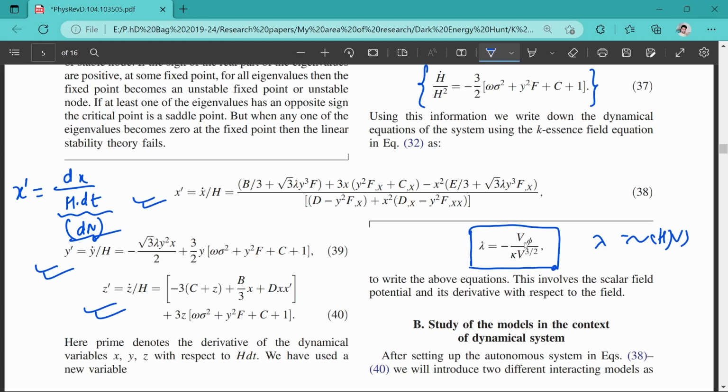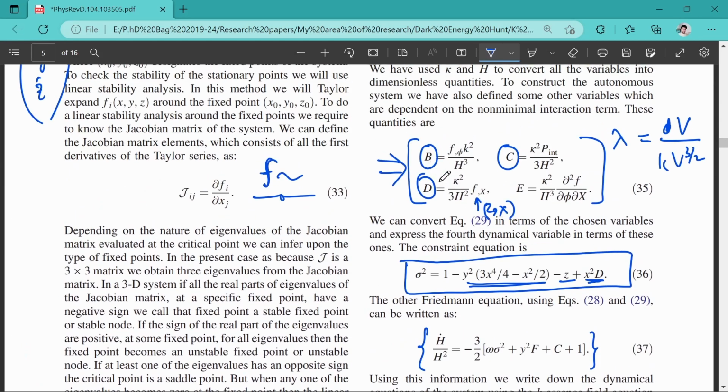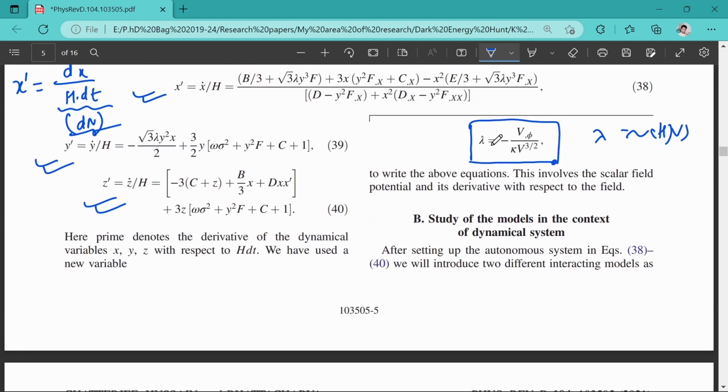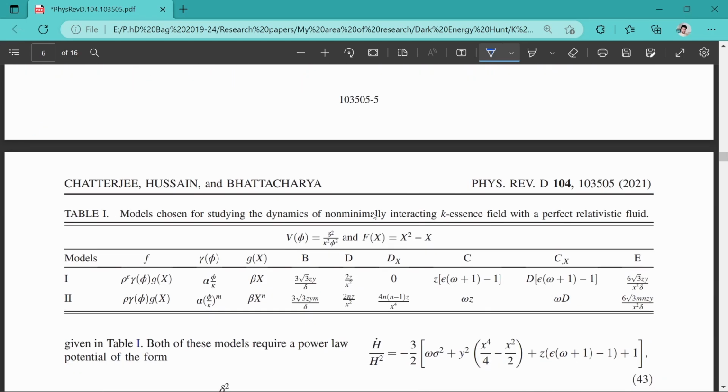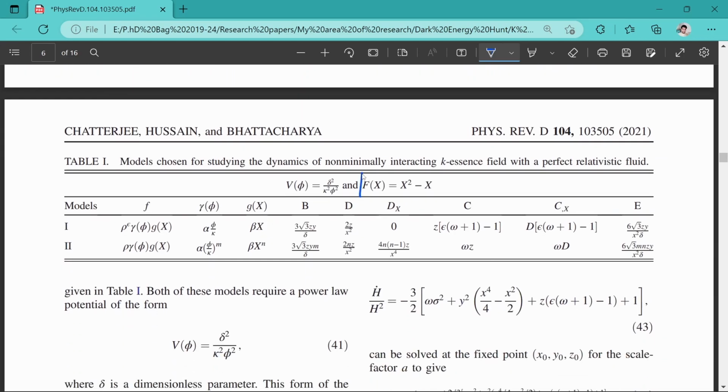Again, lambda is a parameter associated with b, d, c, and e, and for this case it comes out to be only 2 over delta, so lambda becomes constant. Okay, so here you have to first define what your f of x is.